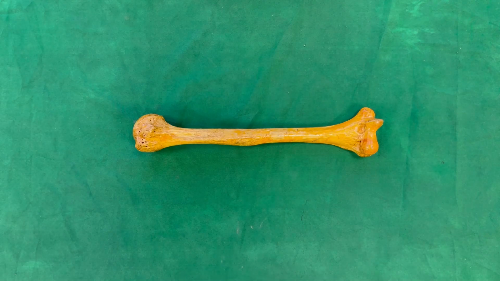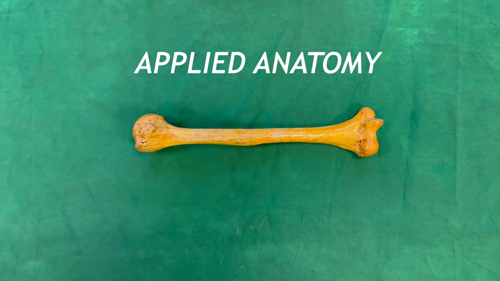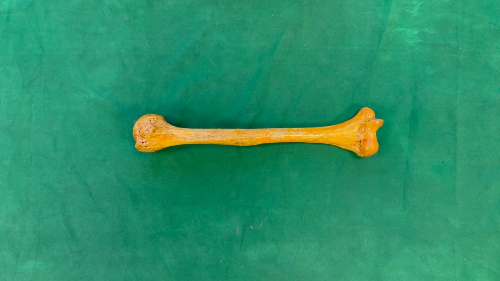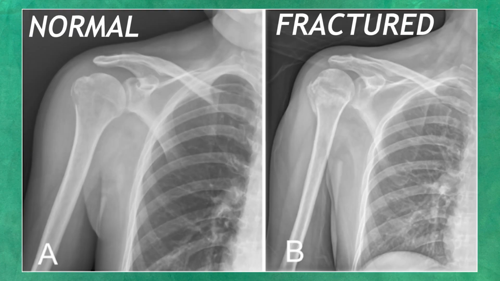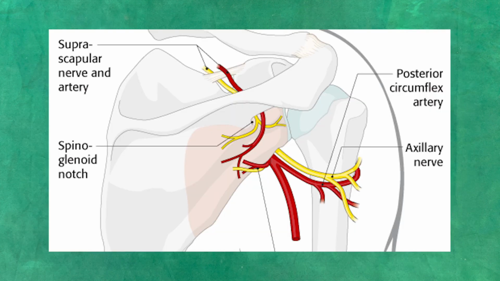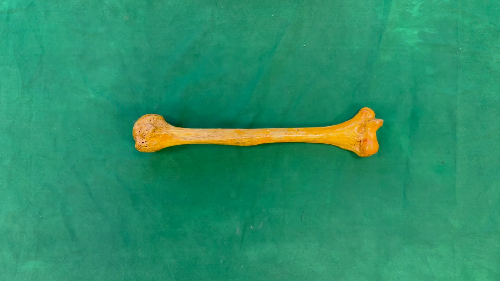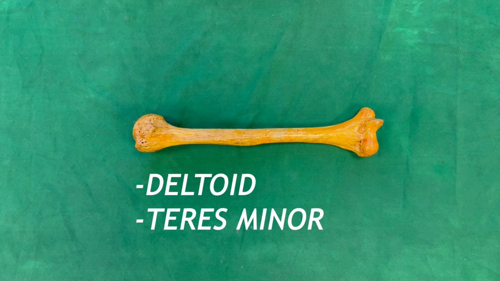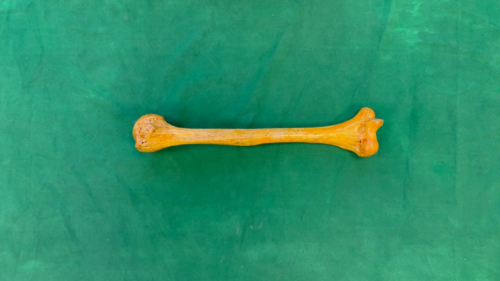And finally, arriving at applied anatomy related to the humerus, let us consider a fracture of the surgical neck. The key neurovascular structures at risk here are the axillary nerve and posterior circumflex vessels. Axillary nerve damage will result in paralysis to the deltoid and teres minor muscles.